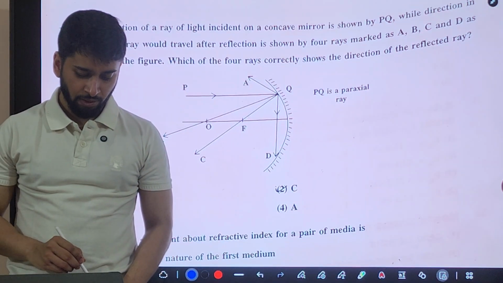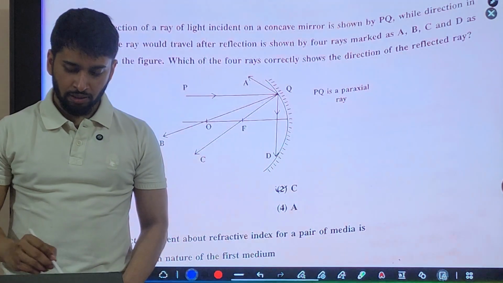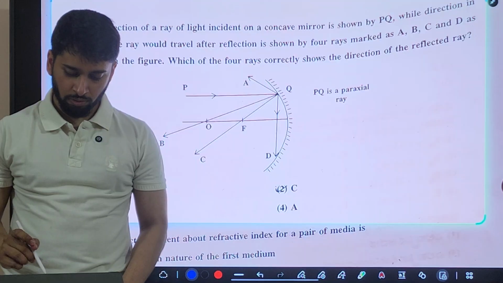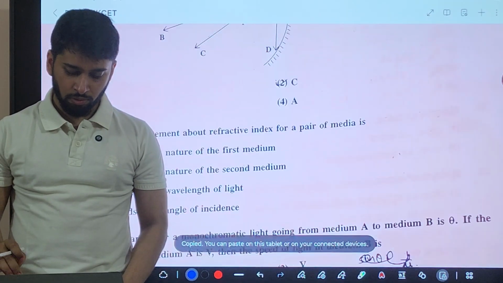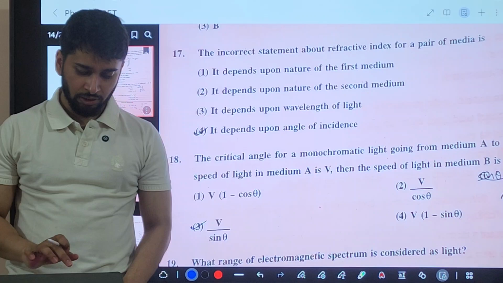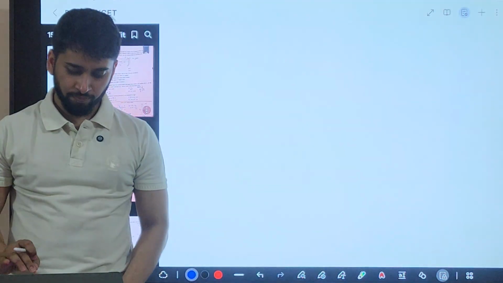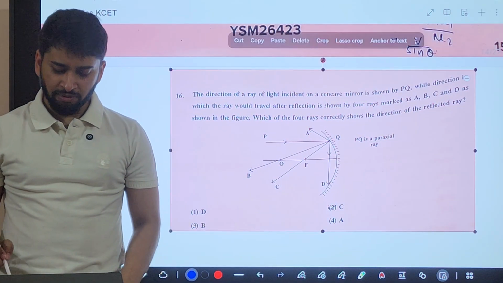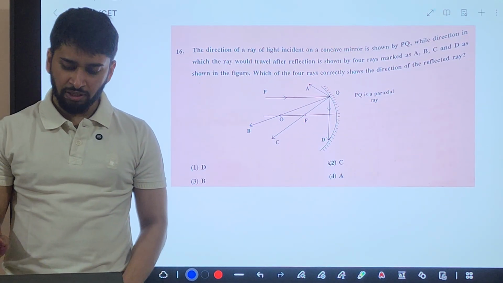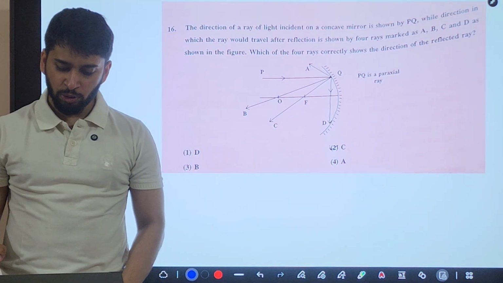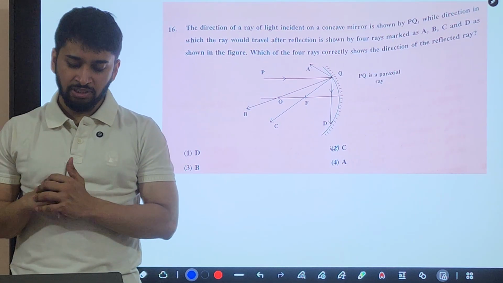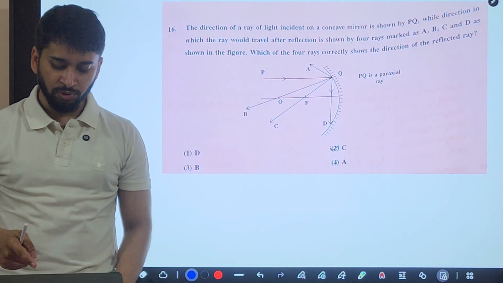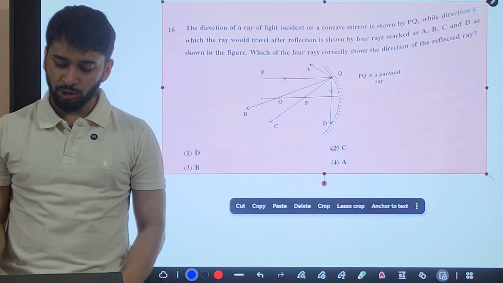This one. What does it say? 16th question. The direction of a ray of light incident on a concave mirror is shown by PQ. Which direction the ray would travel after reflection is shown by 4 marked arrows A, B, C, D. Which of the four rays correctly show the direction of the reflected ray?